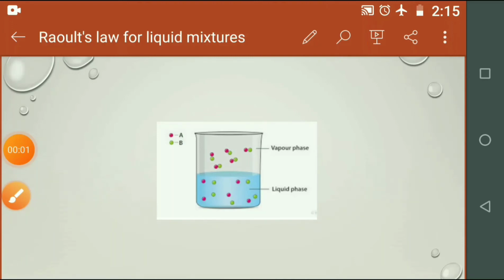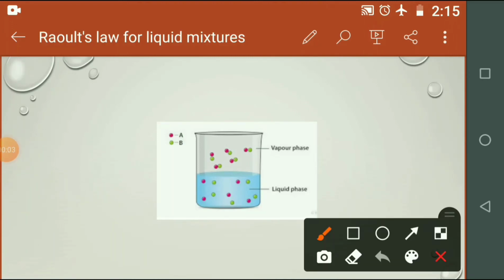Hello students, today we will learn about Raoult's law for liquid mixtures. Before going directly into the statement, let us consider what happens if we mix two liquids. Red color let it be A and green color let it be B.